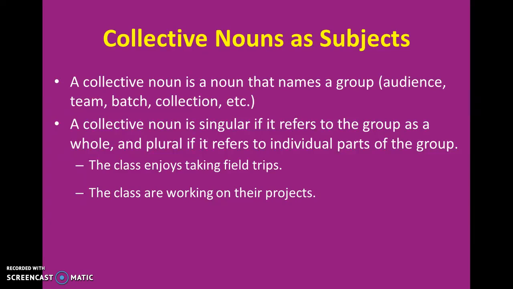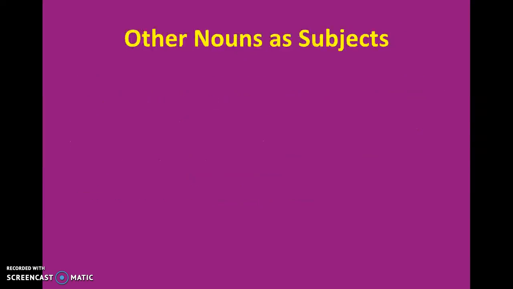So in our two example sentences, if you were to say the class enjoys taking field trips, the class as a whole enjoys taking field trips, so you would use the singular form enjoys when you're using a verb. On the other hand, if you were to say the class are working on their projects, in this case you're talking about the individuals in a class, so you would use the plural form of are. Just another little trick when you're using collective nouns in choosing the right verb.